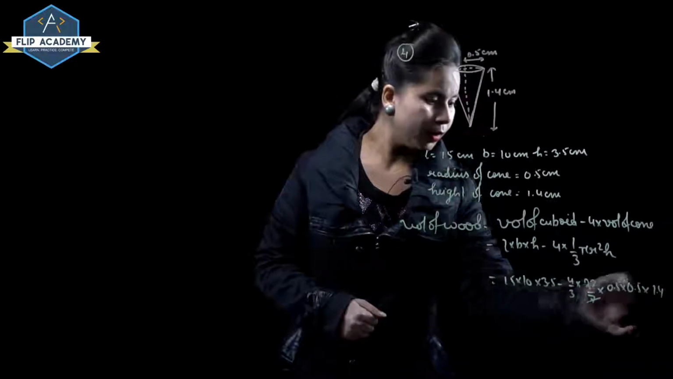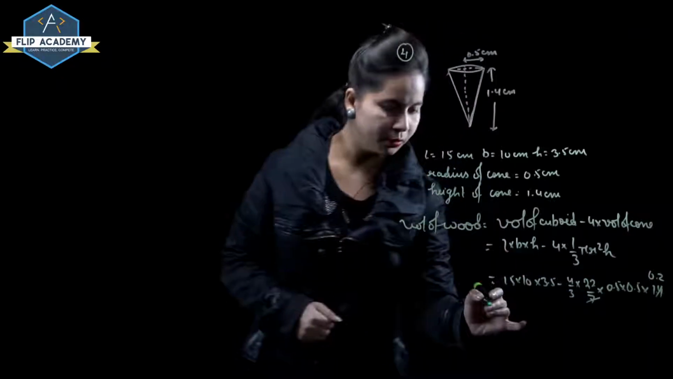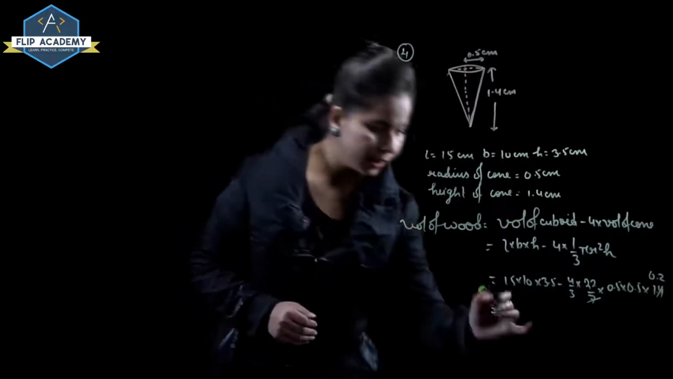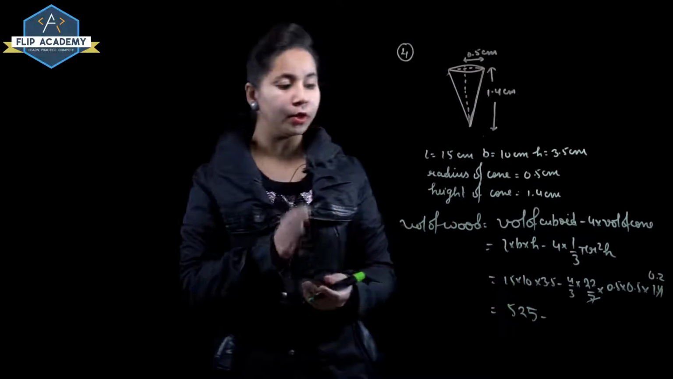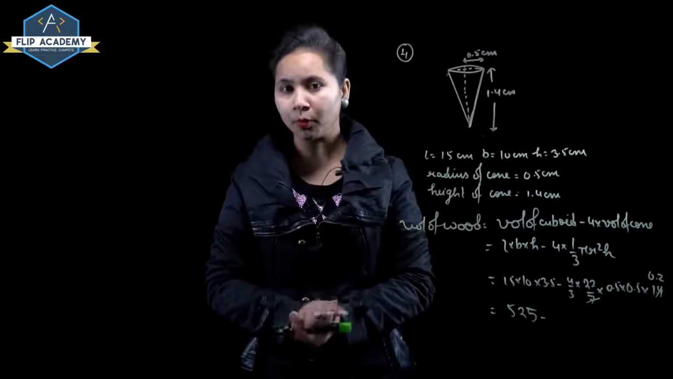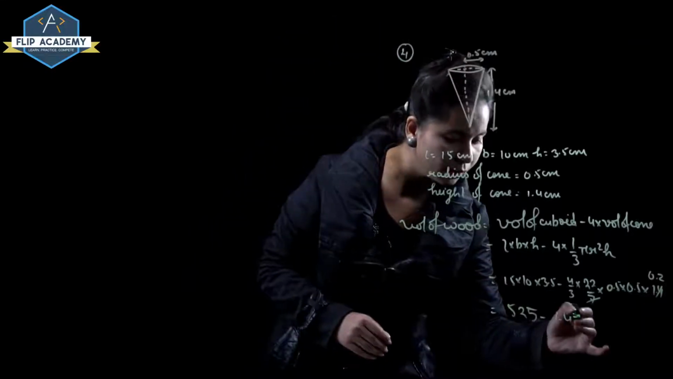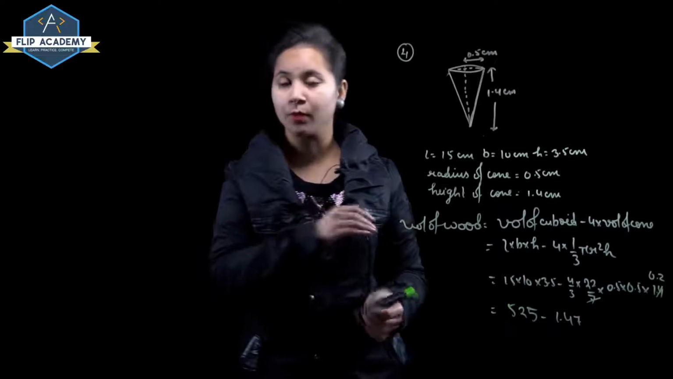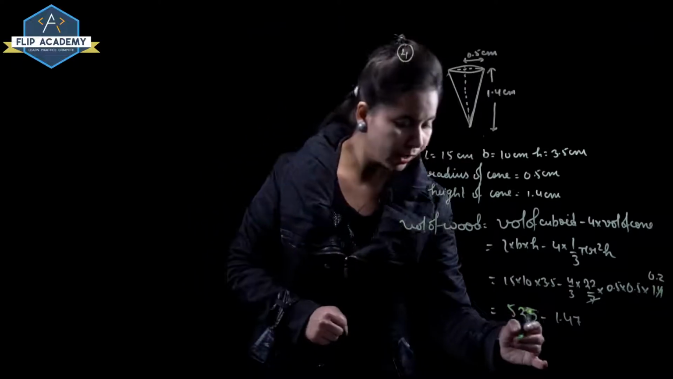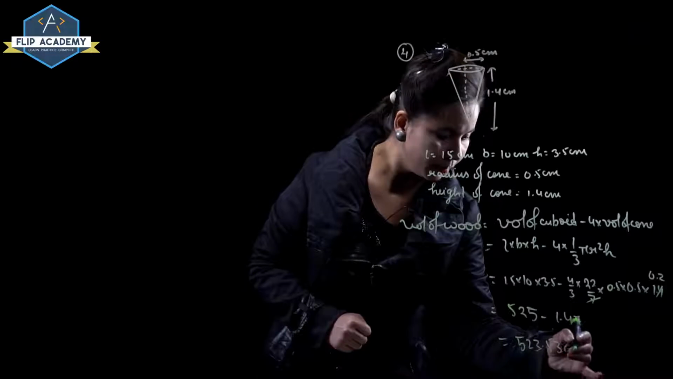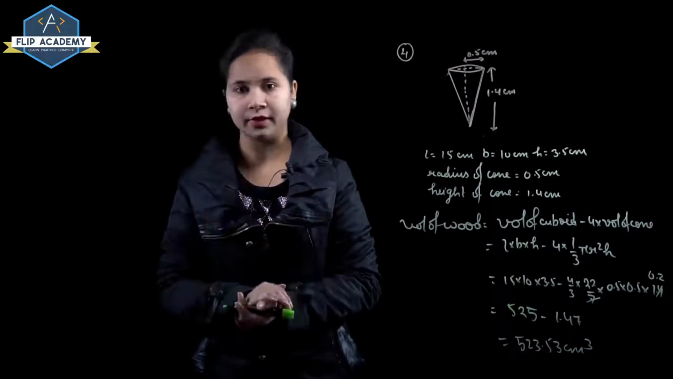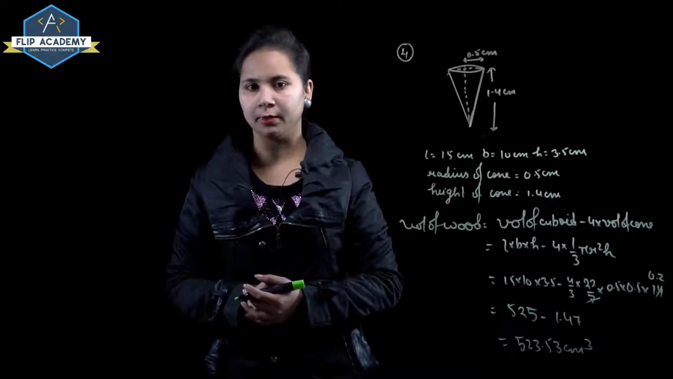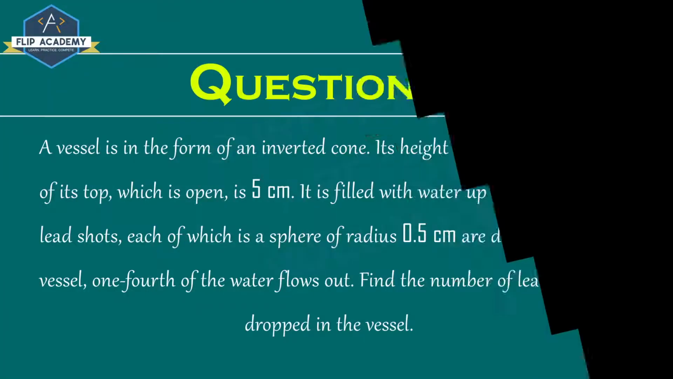1.4. Now 7 से 1.4 कट कर देंगे, कितना आ जाएगा? 0.2. Now 15 into 10 into 3.5 कर देंगे, कितना आ जाएगा? 525 minus 4/3 into 22 into 0.5 into 0.5 into 0.2 कर देंगे, कितना आ जाएगा? 1.47. So 525 में से 1.47 माइनस कर देंगे, कितना आ जाएगा? 523.53 centimeter cube. So the volume of wooden part is equal to 523.53 centimeter cube and question number 4 is complete here.